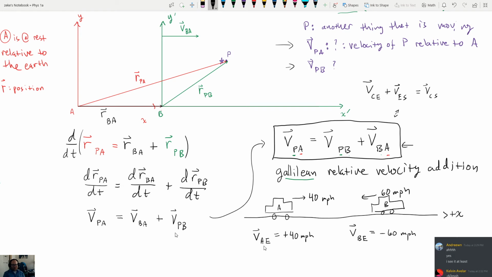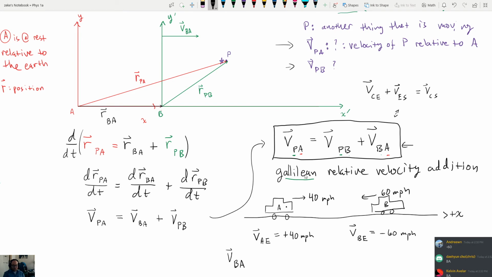Now, my original question was, how fast does car B look like it's approaching car A? So that would be the velocity of, is it going to be B relative to A or A relative to B? If I want to know how fast B is moving from A's perspective, do I write VBA or VAB? Again, I want to figure out how fast does this person see car B move? The velocity of B relative to A. How does A see B moving?